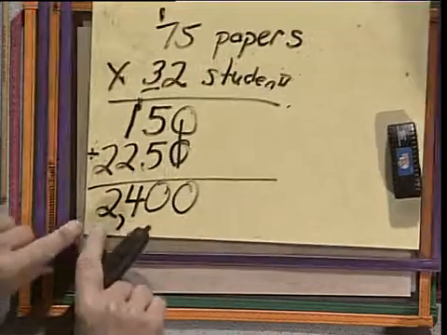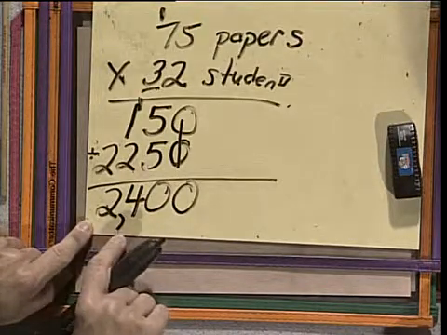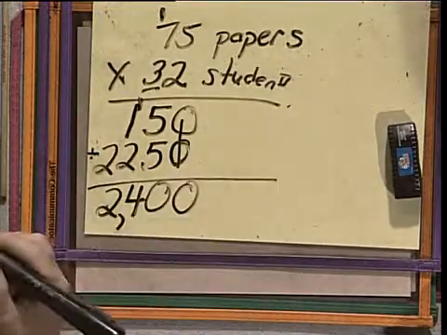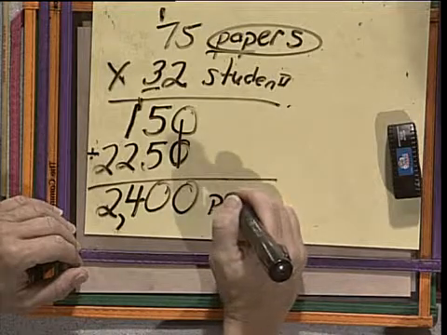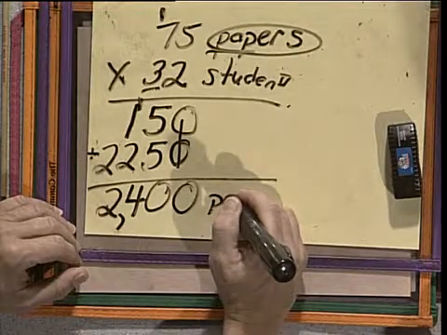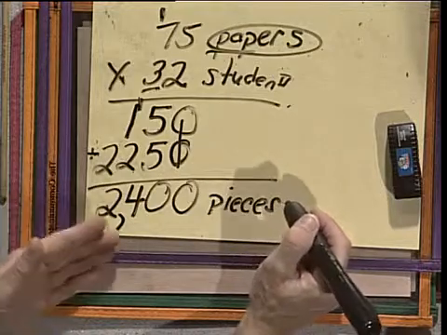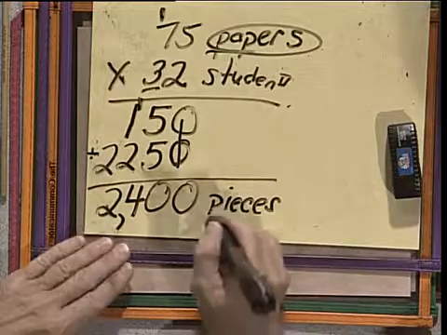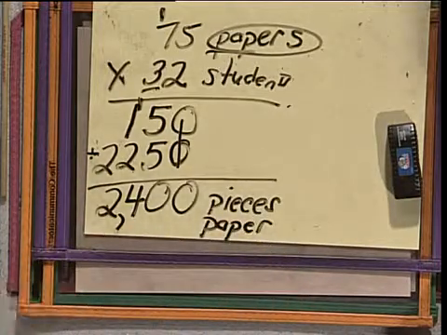Can you read me the product? 2,400. And what does that represent? 2,400 what? What was she giving out? What was the teacher giving to each student? It's not 2,400 students, right? 2,400 pieces of paper. You got it. All right, there you go.